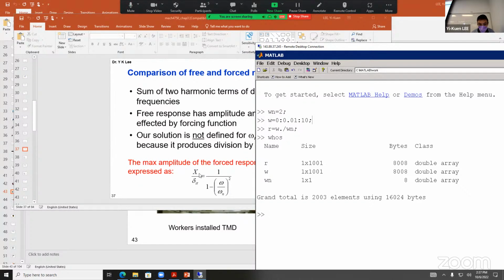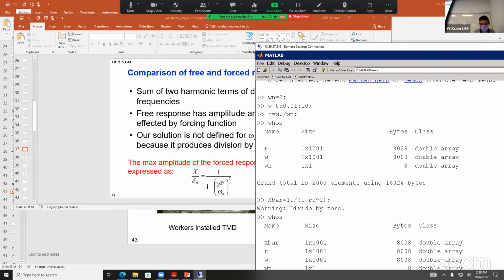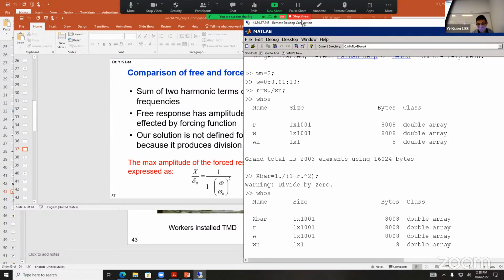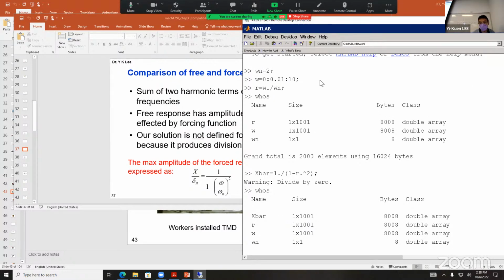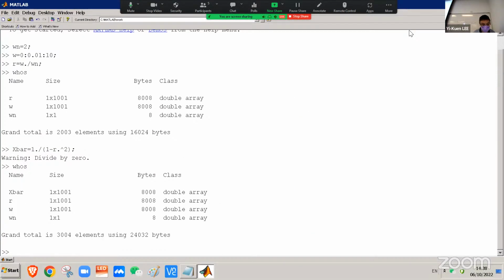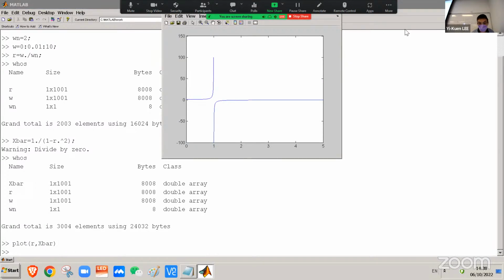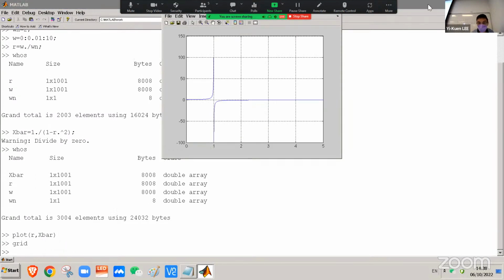And then we need to calculate this one. How can we do it? Basically, S bar equals 1 divided by 1 minus R squared. Oh, yeah, there's a 1. Then we look here: now we generate another X bar, the normalized vibration response. Then we can plot this response. We can plot R and X bar. Okay, you see? And then we put 3. This is the vibration response.